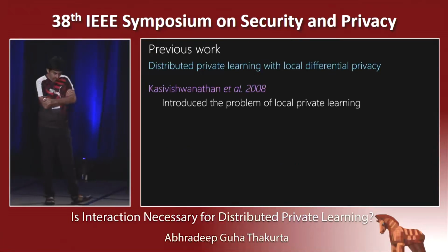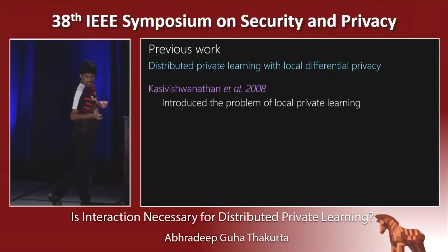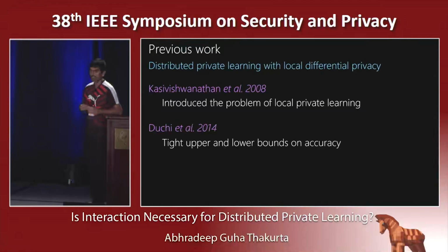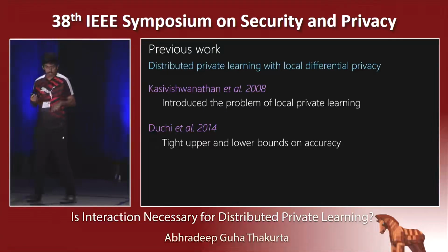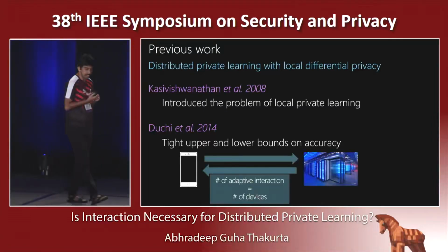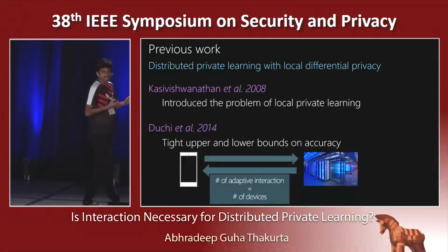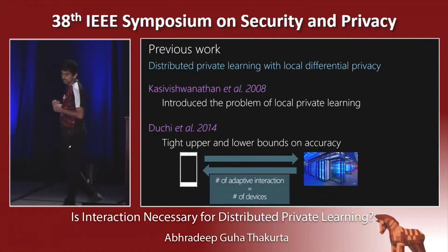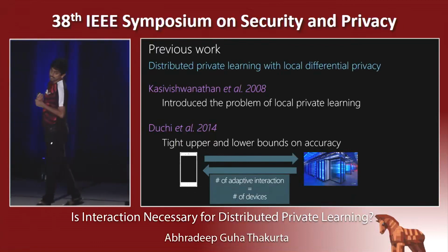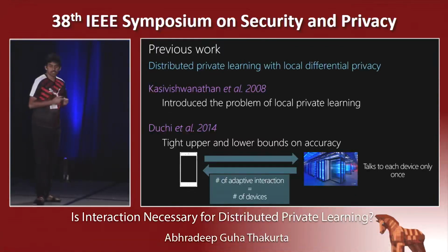Talking about previous work, Kasiviswanathan et al. in 2008 introduced the problem of local private learning. The work of Duchi et al. in 2013 showed tight upper and lower bounds for this problem, so they actually gave algorithms which have minimal error. But the main caveat in their algorithm is that the number of interactions you have is exactly the number of devices you have. Think about 100 million plus devices: you really would have 100 million interactions to get to the minimal error, which in many scenarios is unacceptable. But one of the good features of their algorithm was that it still talked to each device only once.